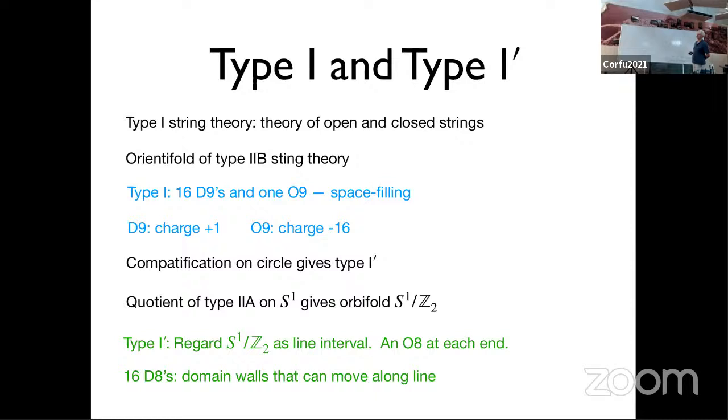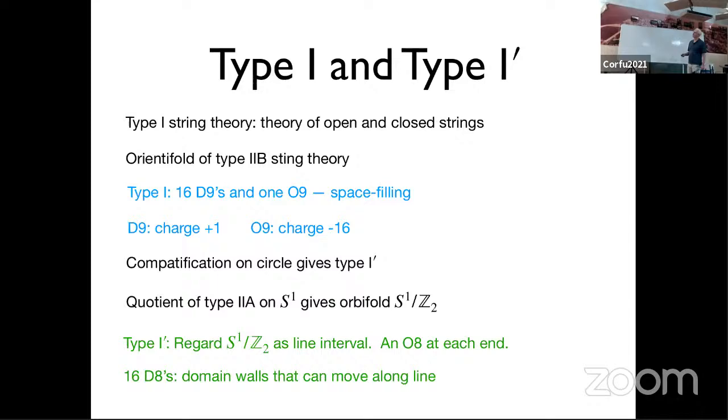Then a compactification on a circle, and then T-dualizing on that circle, gives the type I prime theory, which can be seen as a quotient of the 2A theory on a circle, where the circle becomes an orbifold. And S1 identified over Z2 can be regarded as giving a line interval. You're identifying one half of the circle with the other. And there's an O8 plane introduced at each end. So we have a picture where there are 16 D8 branes moving along this line interval and an O8 plane at each end. And the setup is such that the charges all cancel here. Each of these has charge minus 8, cancelling the charge of plus 16 from the 16 D8 branes.